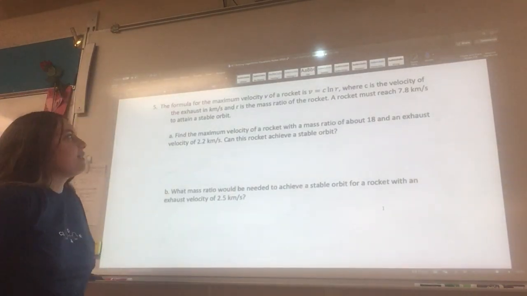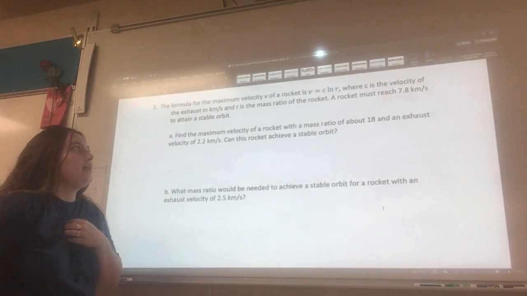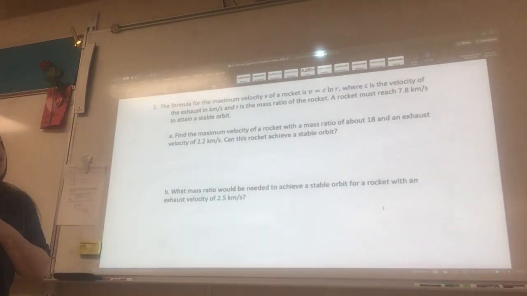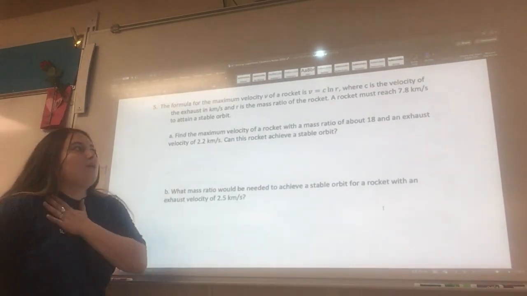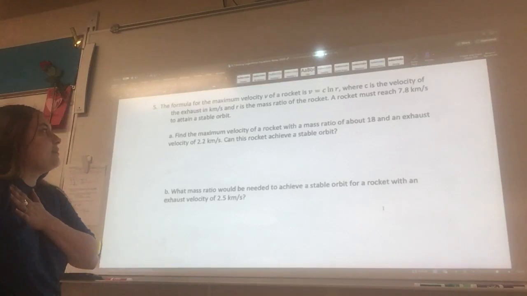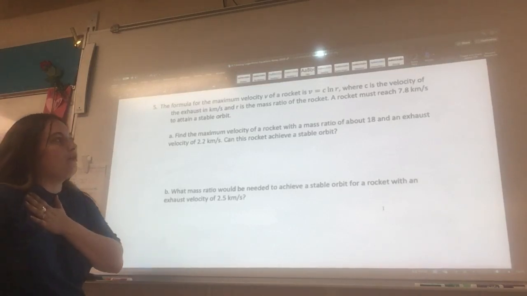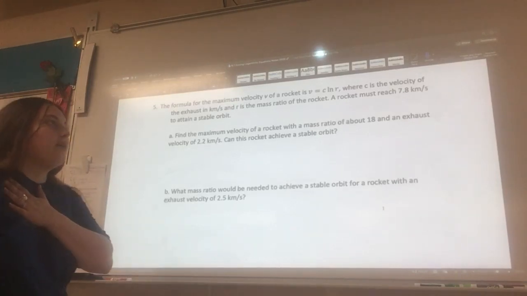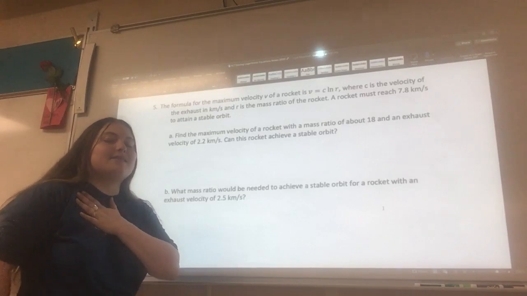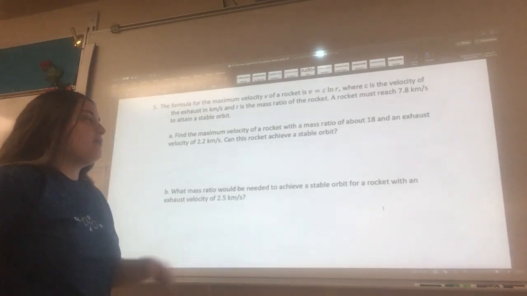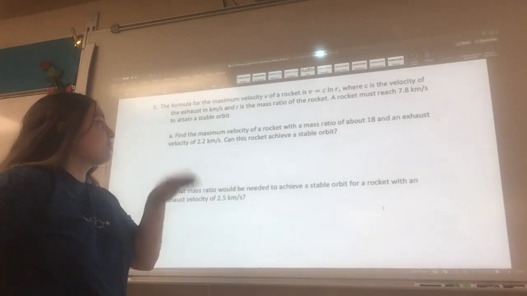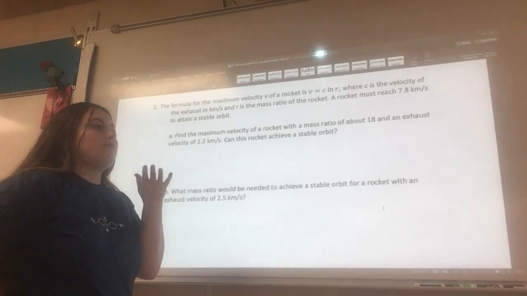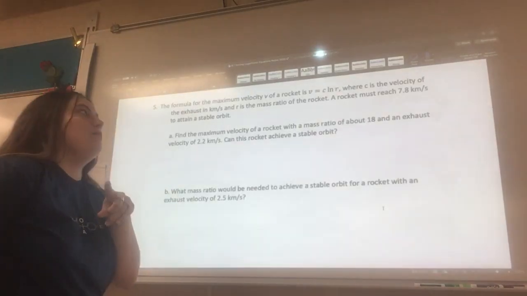Number 5 says the formula for the maximum velocity of a rocket is v equals c ln of r, where c is the velocity of the exhaust in kilometers per second and r is the mass ratio of the rocket. A rocket must reach 7.8 kilometers per second to attain a stable orbit. So it has to be able to go 7.8 kilometers per second, or else it just kind of falls back. So we got to make sure it maintains orbit.